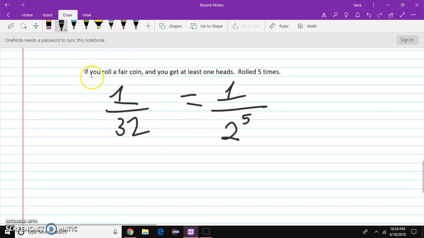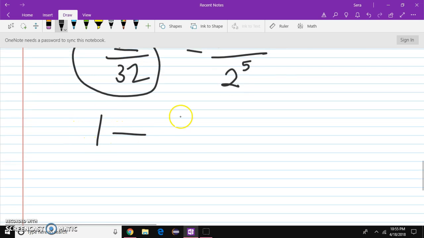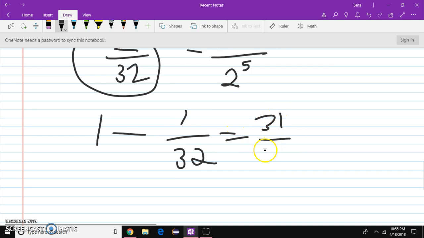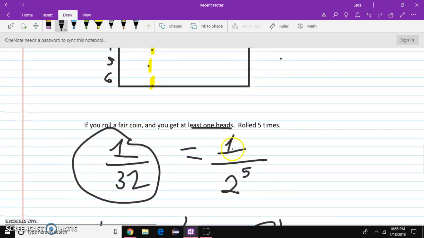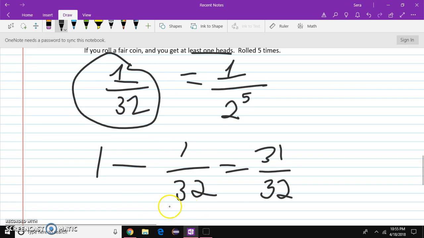And then what you think about it is that this value means that anything besides that, you get it completely correct. So that means if you didn't have any heads, this is what you would get. But you want to find at least one head. That means anything besides no heads. So you just have to do 1 minus 1 over 32, and you get 31 over 32. If you're in my class, you already know these problems, but these are the few problems that I really thought were interesting and I really liked.